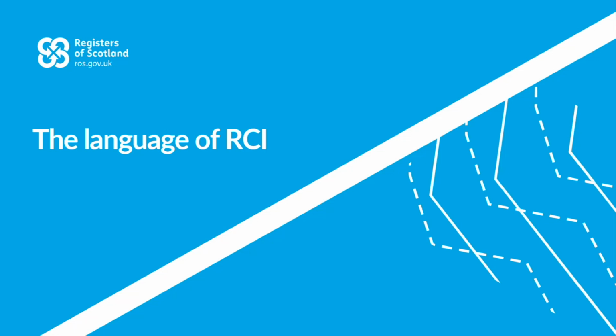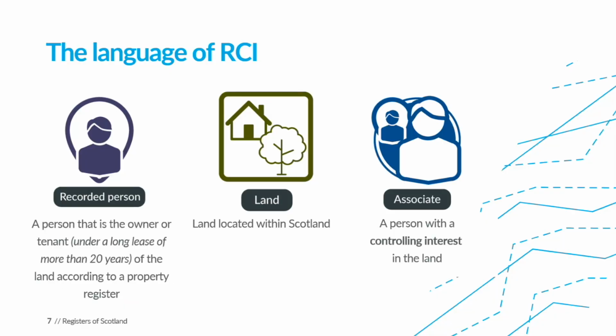To better understand how a trust may be in scope, it's important to understand the language used within RCI. This will better help you frame and understand your own situation. In RCI, we have two parties, the recorded person and the associate. The recorded person is the owner or tenant, and this is classified here as a registered or recorded long lease of more than 20 years of land in Scotland. And the definition of land does include buildings and other structures. Then we have the associate. This is the person who has significant influence or a controlling interest in the land owned or tenanted by the recorded person. I'll explain this in more detail shortly.